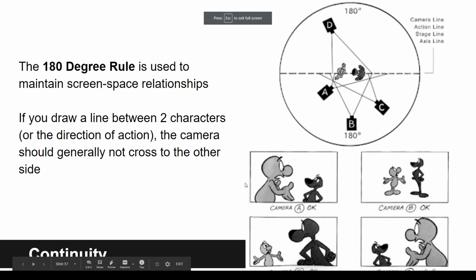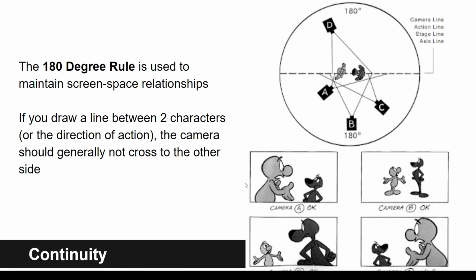So the 180-degree rule is one of the ways that we maintain relative screen direction and continuity between characters. The idea is if there are two characters or a major direction of action, you draw a line between them, and then you don't cross that line with your cameras in this shot unless there's a good reason to, right? So in this case, you have a dialogue scene between this man and this dog, right? And so you draw an invisible line between them, because they're having a conversation between each other, and the cameras are not crossing that line, right?